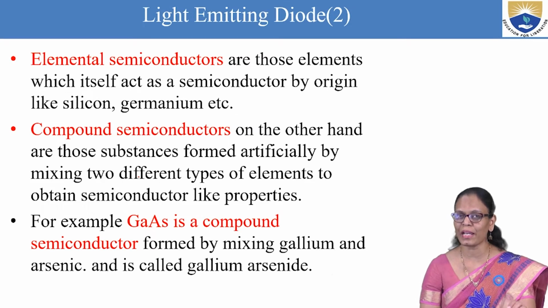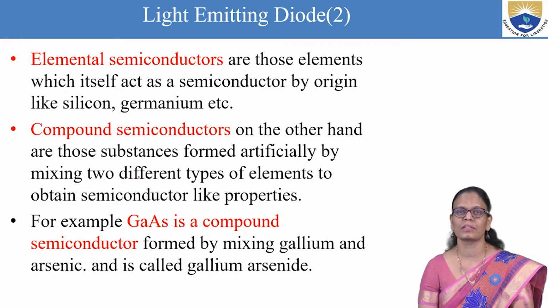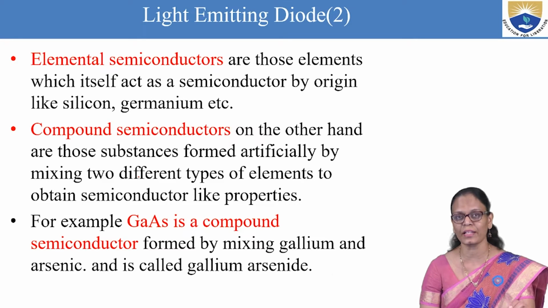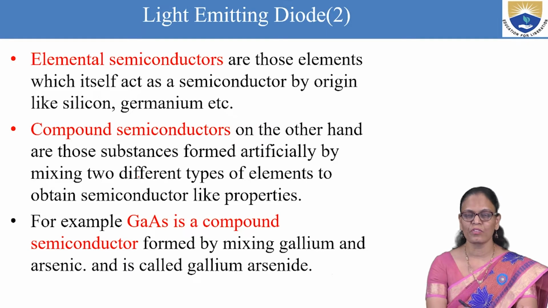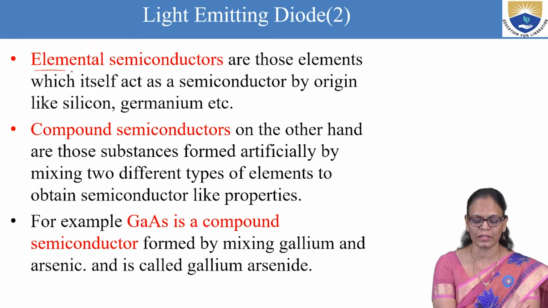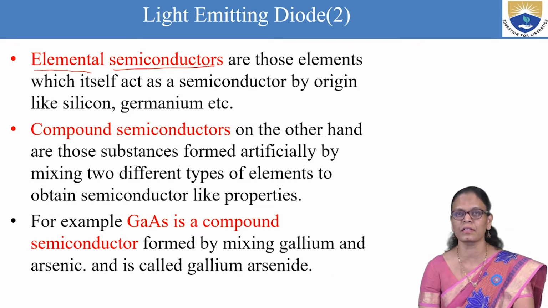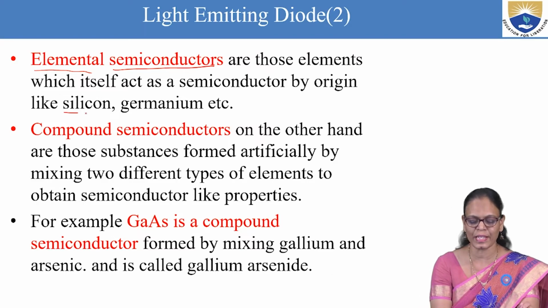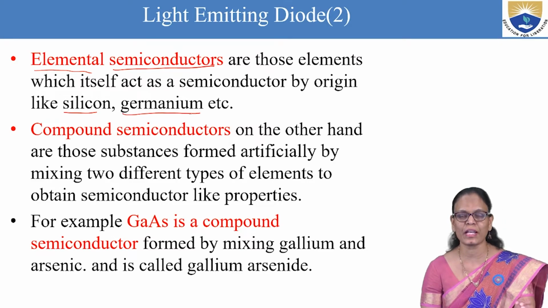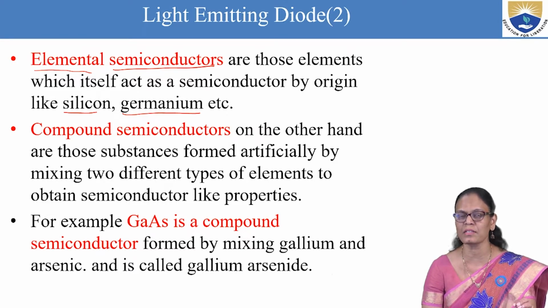Now, to make LEDs, what type of materials do we use? To understand that, first we will discuss different types of semiconductors. First one is the elemental semiconductors. What are elemental semiconductors? They are those elements which by themselves act as a semiconductor by origin. For example, we have silicon and germanium. When we take silicon and germanium, they behave like semiconductors. Semiconductors are those materials which are partly conducting. I can say they are pure semiconductors.